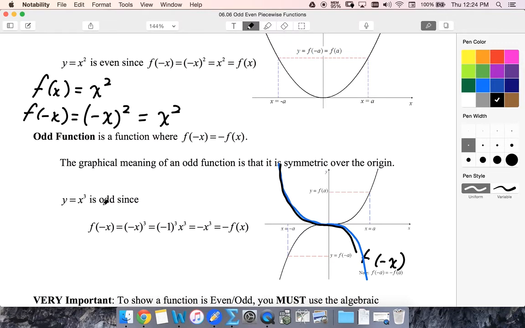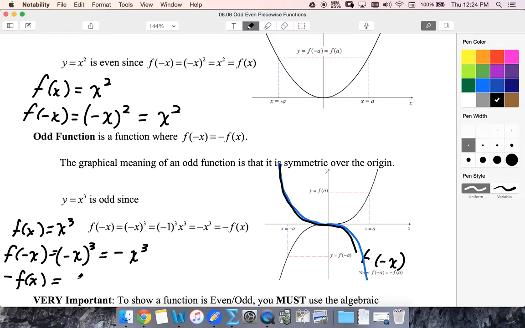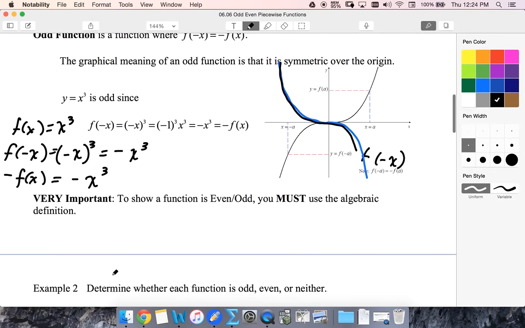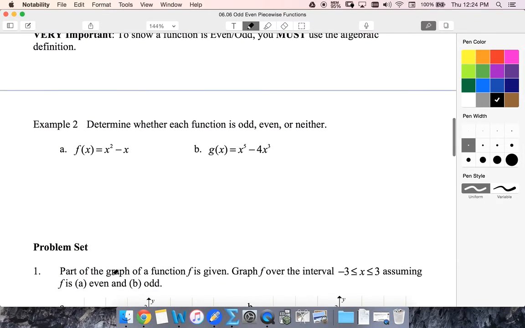Hope so. All right, so odd, we test it the same way. We plug it in and see if it's true. So f of x, in this case, is x cubed. F of negative x is negative x cubed. Negative f of x is negative x cubed. So I end up with the same thing both times, and therefore I can say it's odd. Anytime you're asked if a function is even or odd, you have to use the algebraic definition. Have to.